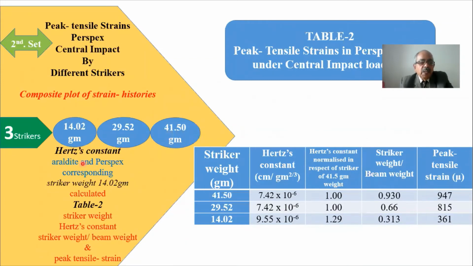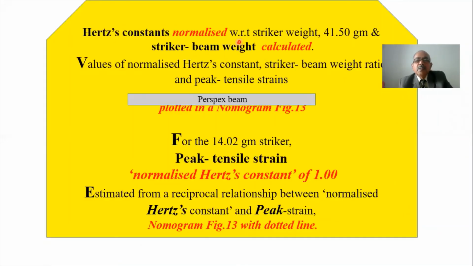The Hertz constant between araldite and perspex corresponding to the striker weight 14.02 is calculated, and table 2 is giving the striker weight, Hertz constant, Hertz weight, and the beam weight, and the peak tensile strain recorded in this diagram. These two tables will help us to produce a normalized Hertz constant with the help of the striker weight, and the beam striker weight ratio is calculated. The values of normalized Hertz constant, striker beam weight ratio, and peak tensile strain for the perspex beam are plotted in a nomogram, figure 13.